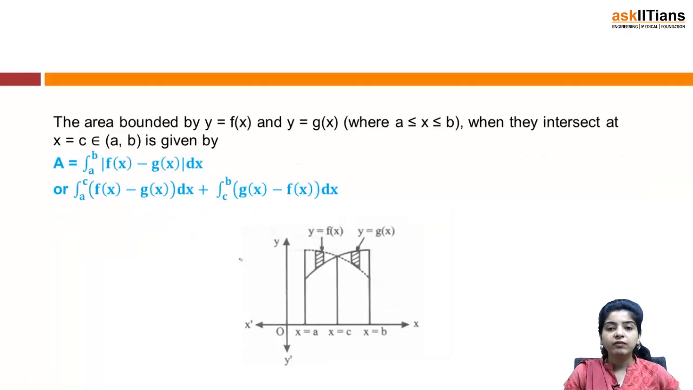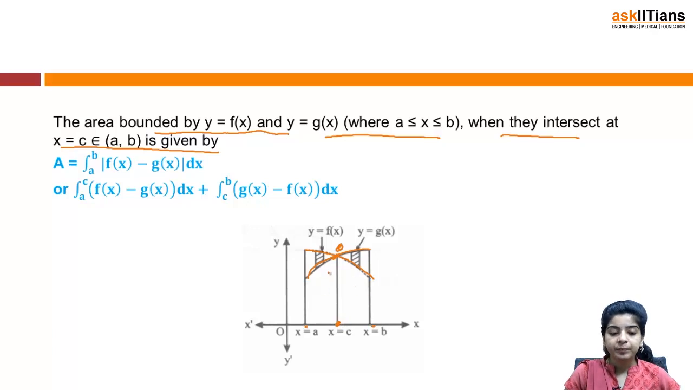Next case that we have is the area bounded by y equal to f(x) and y equal to g(x), where x lies between a and b, when they intersect at x equal to c belonging to (a, b). Now this is y equal to f(x), this is y equal to g(x), these curves are intersecting at a point c, and this is x equal to c, so these curves are intersecting at the point c which lies between A and B. This is A, this is B. Then how do you compute the area?